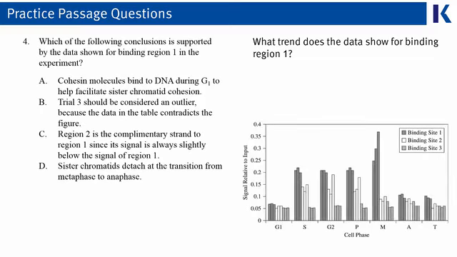Binding region 1 was found in the figure. And one key to this problem is to sort of mentally filter out all of the extraneous data that's shown in this figure. All that really matters is the set of darkly shaded bars, since those correspond to binding region 1. And what you see here is a trend that's very similar to the data in the table.